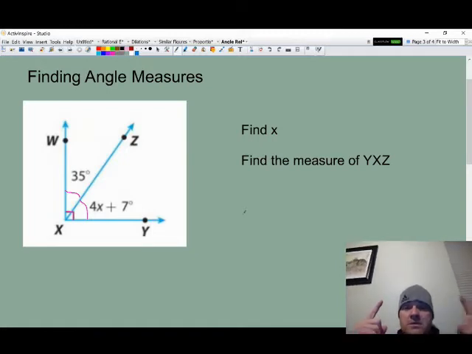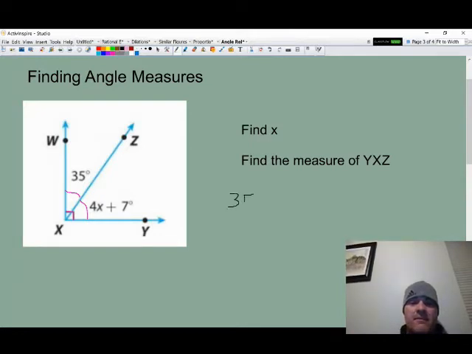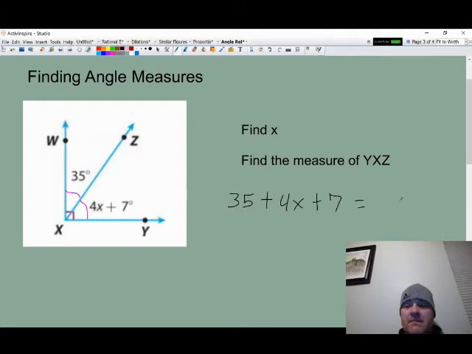Pardon my handwriting because it's with the finger on the screen. It's messy. Okay. I know that 35. Oh, if you're not writing this down, pause the video, write down this example right here, okay, so that you can have this in your notes. Plus 4x plus 7, okay, is equal to 90. And I know that because of this, what it tells me right here. It says that this angle plus this angle is equal to 90.